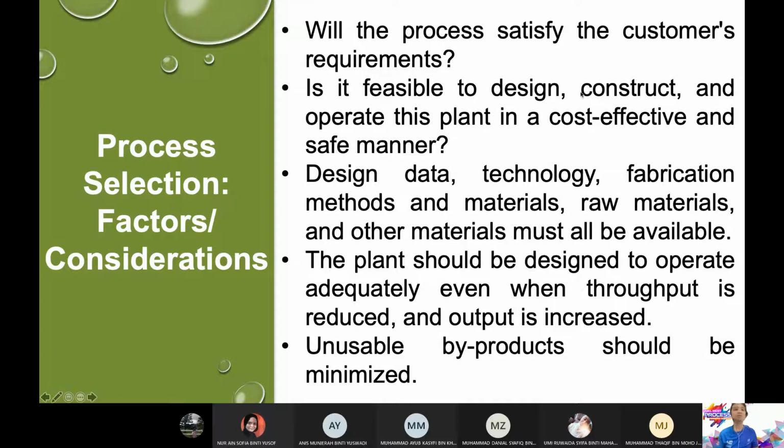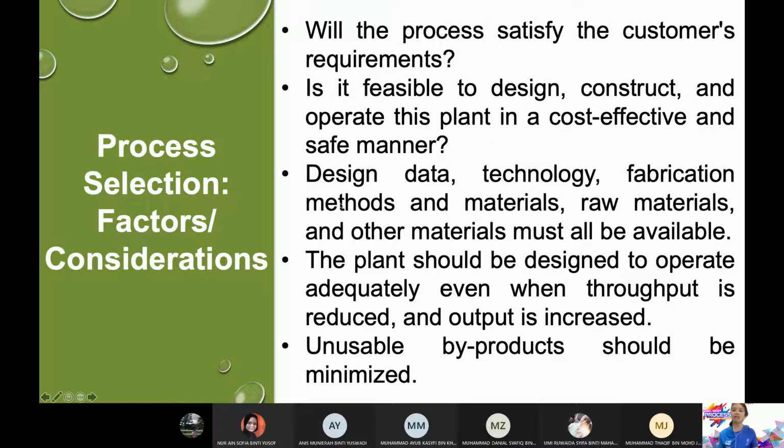Next, is it possible to design, construct, operate in a cost-effective and safe manner? Okay, so let's say the process that you choose involve a very high operating condition. So you have to consider, okay, memang tak kata tak baik. As I told you, most of the time memang pilih high operating condition. But if you may avoid, we will try to avoid because again I tell you it involves a lot of other things when we are talking about high operating condition.